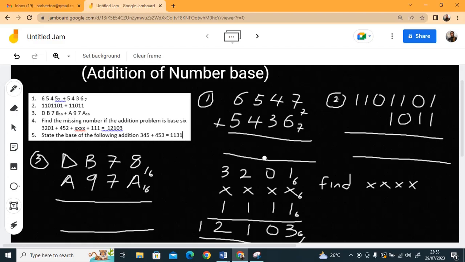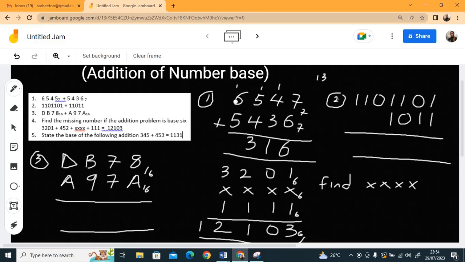7 plus 6 is 13. Because the number is in base 7, you divide 13 by 7. 7 into 13 is 1, remainder 6. So you write the remainder 6. 1 plus 4 is 5. 5 plus 3 is 8. 7 goes in 8 once, remainder 1. Now 1 plus 5 is 6. 6 plus 4 is 10. 7 goes in 10 once, remainder 3. This is what remains.